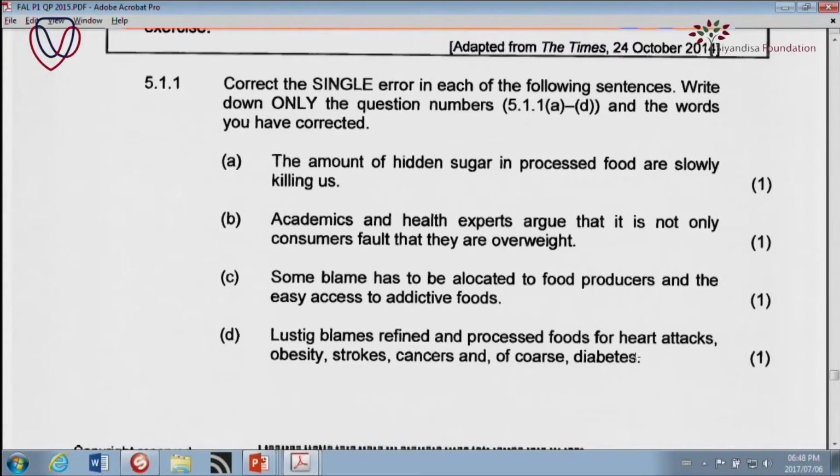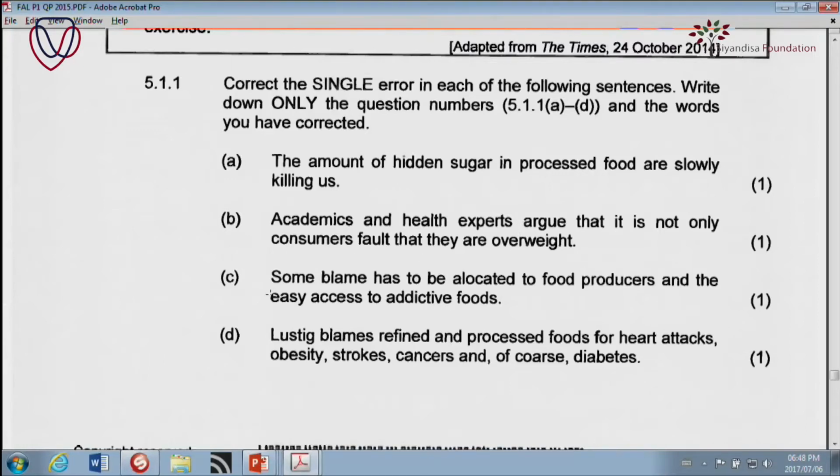Did you spot the error yet? I'll read it again, and this time I'm not mispronouncing anything. Lustig blames refined and processed foods for heart attacks, obesity, strokes, cancers, and, of course, diabetes. There we are. That particular version of the word coarse means rough or not very fine. Okay, so there we have a homophone error. The word is pronounced the same, but is spelt differently.